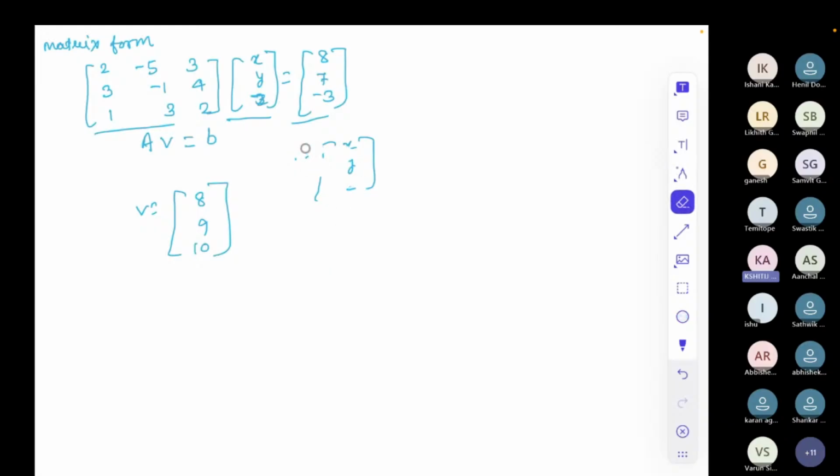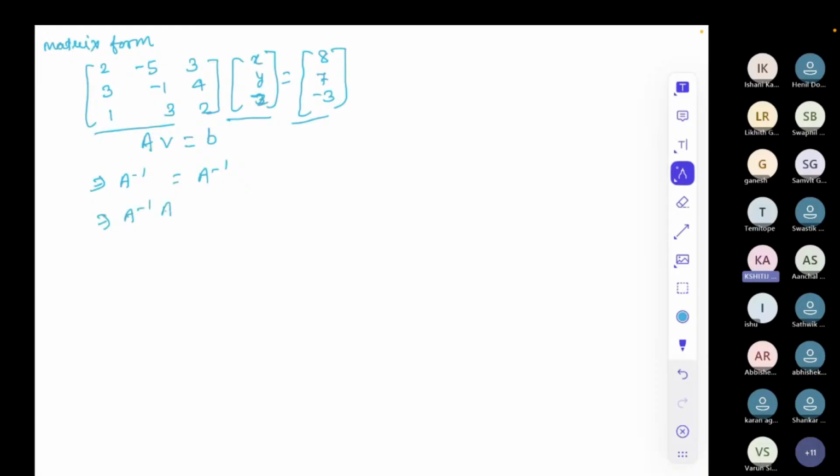Okay. So let us see how we can do it. This is the first technique that we will be discussing right now. Just do one thing. Can we multiply by A inverse? So we can write A inverse, and then we can multiply this side with AV, and we can multiply this side with B. Will it be any problem? Because AV and B are equal, right? AV and B are equal, so there is no problem in multiplying both sides, right?